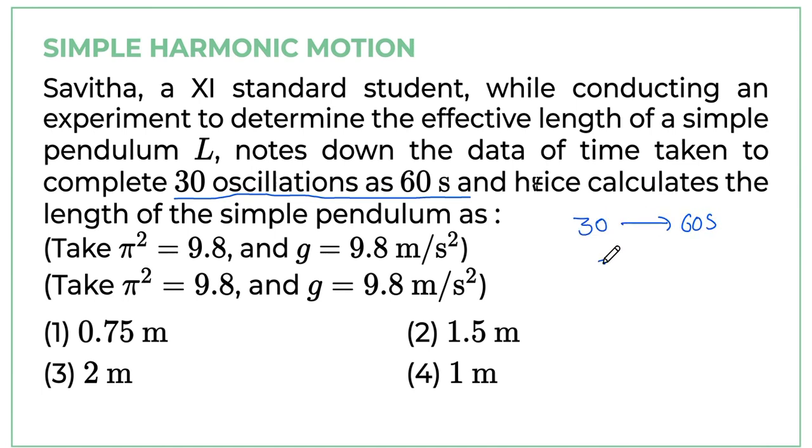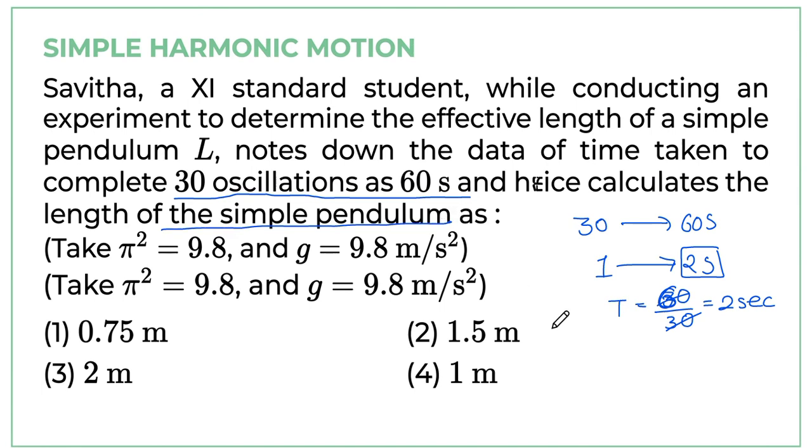That means one oscillation in 2 seconds. So this is nothing but the time period, or you can find out the time period like this: 30 oscillations in 60 seconds, that means 60 by 30. So the time period is nothing but 2 seconds. So we have to find out the length of the simple pendulum.